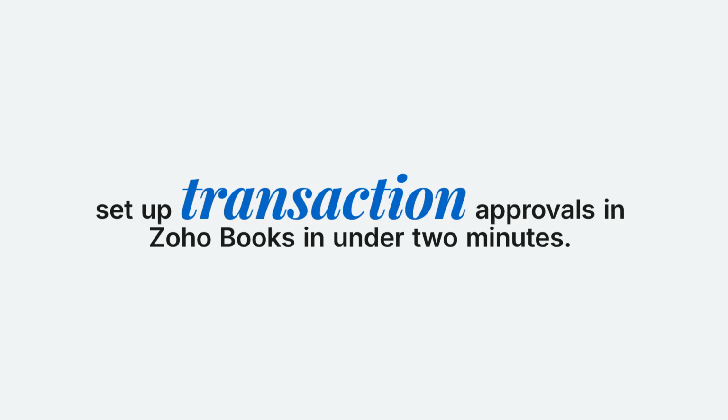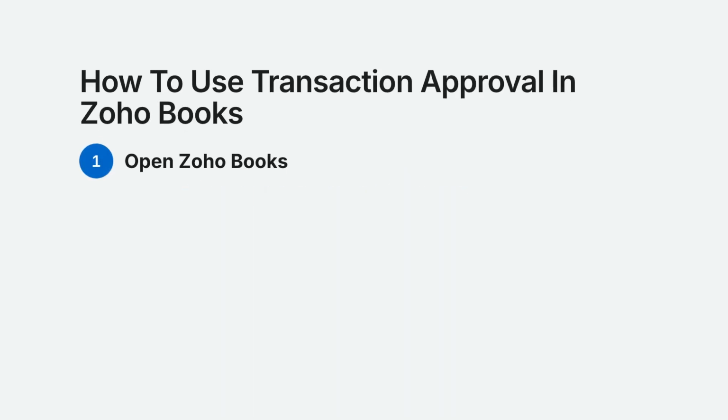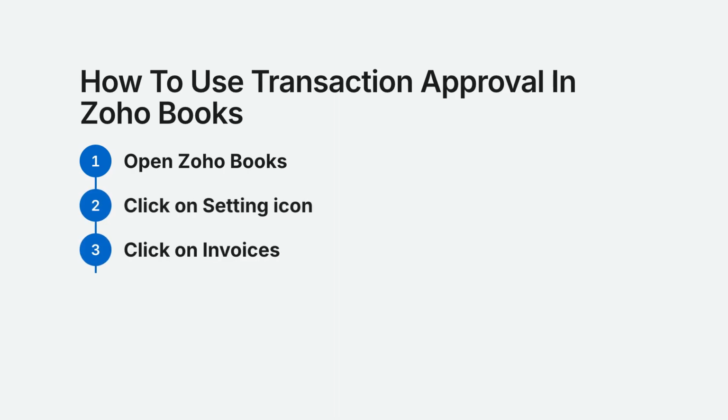Are you tired of unauthorized invoices slipping through? Learn how to set up transaction approvals in Zoho Books in under 2 minutes. First, access Settings and navigate to Invoicing. Then, see how to configure simple approval and multi-level approval rules.